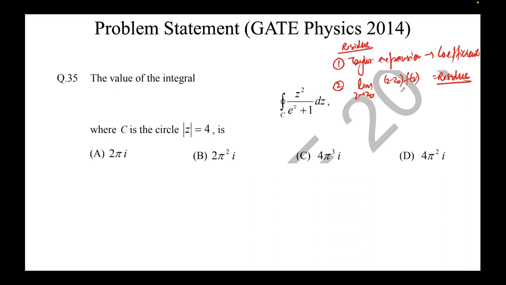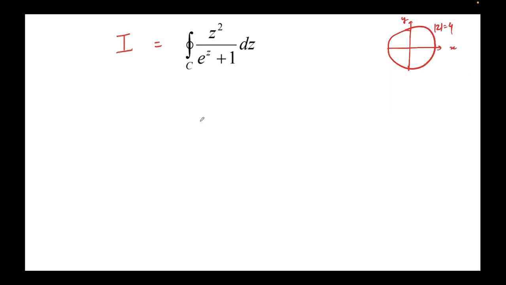Right. So now what I'll try to do is a similar question that was asked a couple of years later maybe. The concept remains the same. We need to find the value of this integral that is given. So I equals this integral over the contour C, where C is a circle given by mod z equal to 4. It is a single option correct question. I have just rewritten the problem, and this is what we know for this.